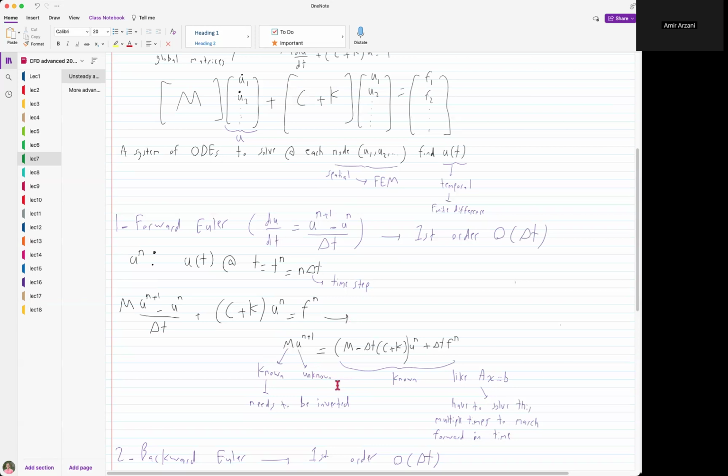Okay, now one issue with this linear system of equations that we have to solve is that we need to invert this matrix M.